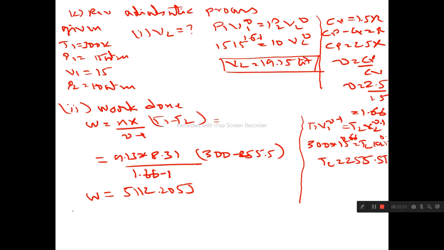The next is heat leaving or entering the system. That will be 0 since it's an adiabatic process. Okay, so this will be the next problem.